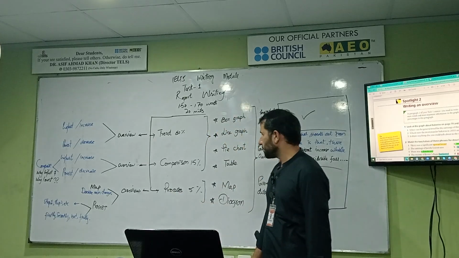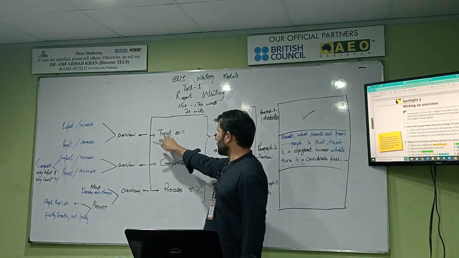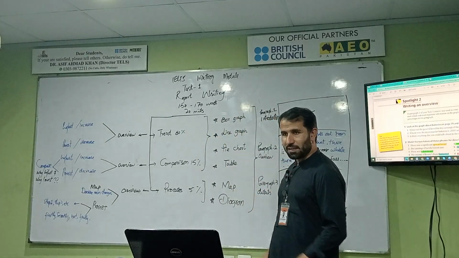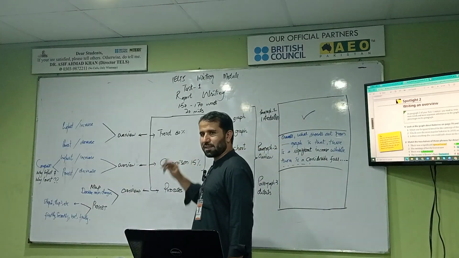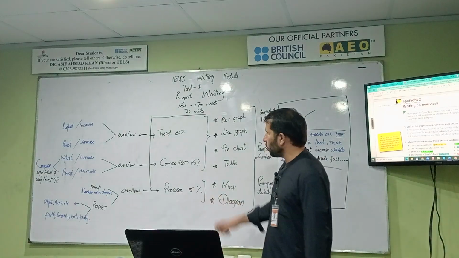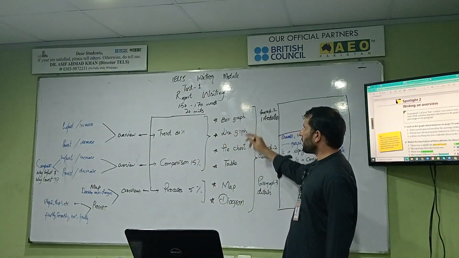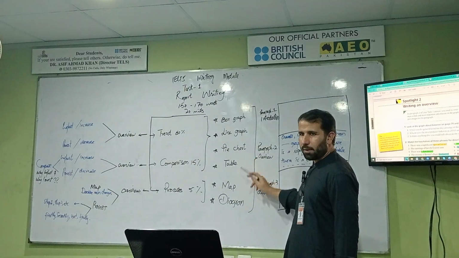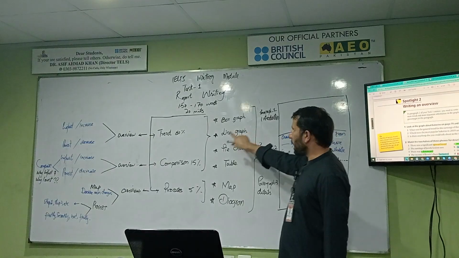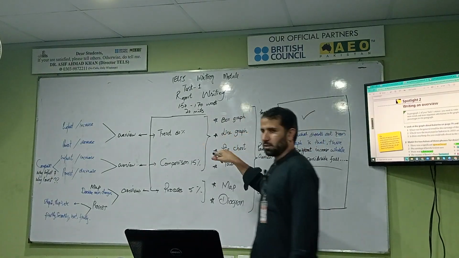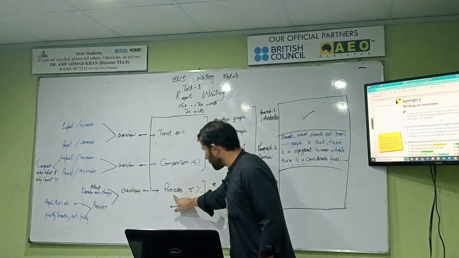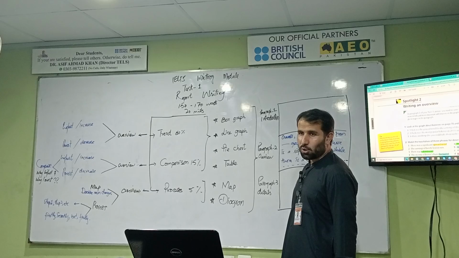And for the process, comparison and trend, I have to find out some sources. Where can I find the trend? Where can I find the comparison? Where can I find the process so that I can report? So there are sources: bar graph, line graph, pie chart, table, map and diagram. These are the sources where I can find the trend. I can find the comparison in these sources, and I can find the process from these sources.